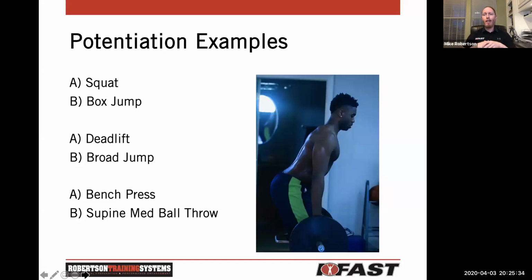We could do a bench press and pair that with a supine med ball throw, so something explosive for the upper body. And I don't know about you, but I've found a ton of different ways that you can do this for the lower body, but I find you have to be a little bit more creative for the upper body because a lot of times people show off the lower body stuff, but there aren't nearly as many safe and effective ways to do this for the upper body.